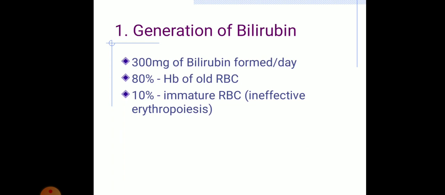10% of bilirubin is from immature RBC, due to ineffective erythropoiesis. There will be some immature RBC, and it is catabolized into bilirubin. The remaining 10% is from cytochromes and myoglobin. You learned that there are heme containing proteins other than hemoglobin, such as cytochromes, myoglobin, etc. 10% of bilirubin is from these.